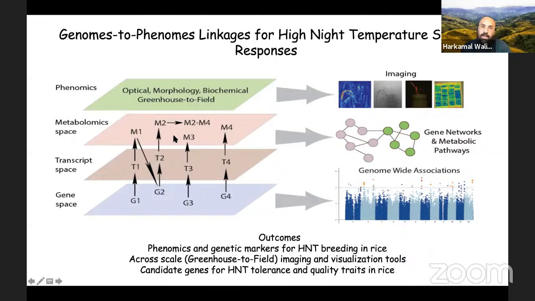And given that we have the seed quality issue, we also wanted to dive into the metabolomics. And then finally, all of this is just as good as your phenotyping. So we wanted a phenotyping approach that goes from a single plant in a pot in a greenhouse to plot level. Then we can combine all of this information to come up with not only genes that we can suggest as possible sources for higher night temperature tolerance, but also develop methods for going across scales and seeing what we find.